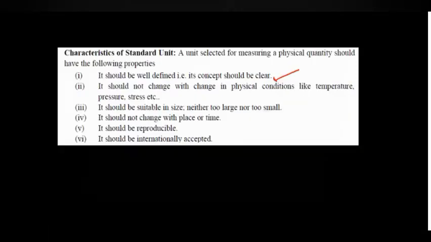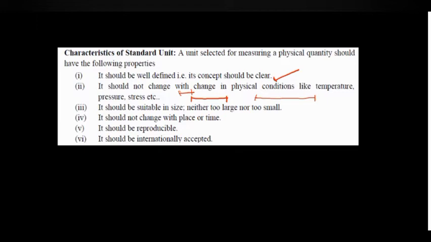come back to here. It should not change with change in physical conditions like temperature and stress. Imagine if the standard unit of the meter changed with temperature. Normally you know that with temperature things expand and shrink. It doesn't matter as long as the standardized unit is defined for a specific length. So the standard unit is not going to change with any other conditions. It's universal. It should be suitable in size, neither too large nor too small.